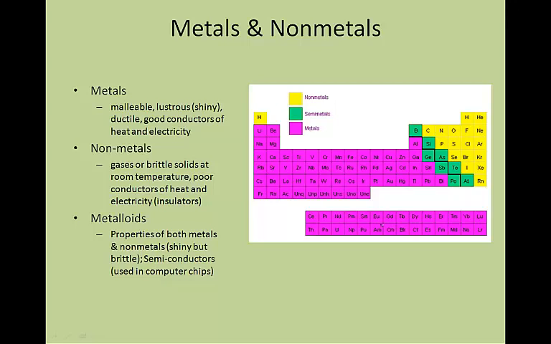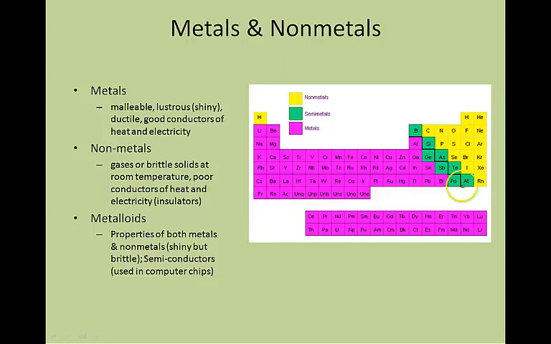As you can see here, metals are listed in pink. All of these elements are considered metallic, so they're malleable, lustrous, which means shiny, and ductile. Ductile and malleable basically both mean that you can bend them, and they conduct electricity and heat. The yellow ones are the nonmetals. These are usually gases or solids. They're brittle, so if you try to bend them, they break. They don't conduct heat and electricity.